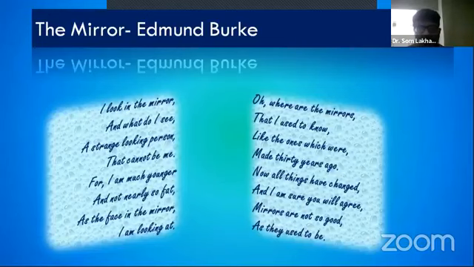I would like to end the talk with a poem by the famous poet Edmund Burke. So this goes as, I look in the mirror and what do I see? A strange looking person that cannot be me. For I am much younger and not nearly so fat as the face in the mirror I am looking at. Oh, where are the mirrors that I used to know, like the ones which were made 30 years ago?